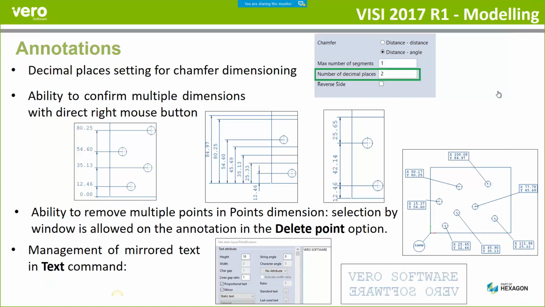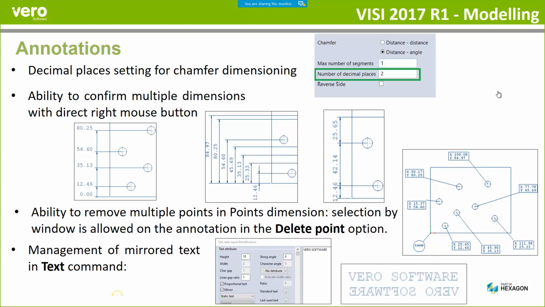Okay, so some differences or some additions we've added to the annotation functions. Anyone using the chamfer dimension, it always used to put in quite a few significant figures on the dimension, so we've added another variable to be able to specify in your settings how many decimal places you enter into that kind of dimension.